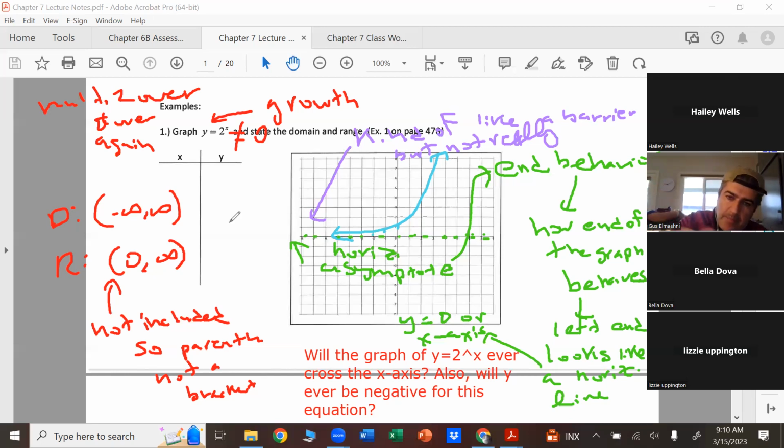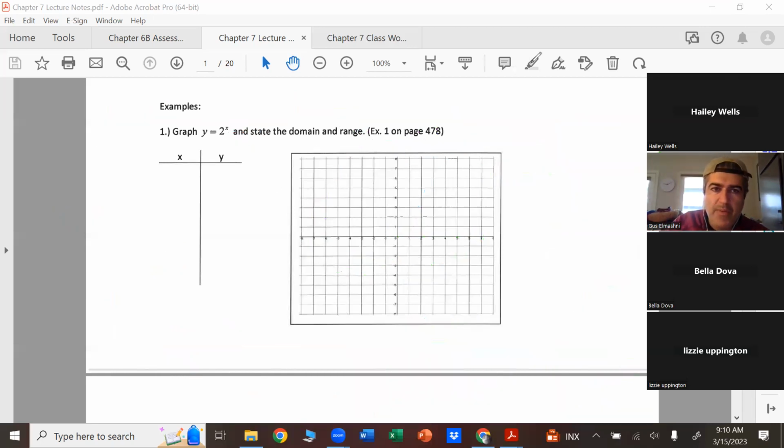So that's why the graph grazes the x-axis. It gets really close to it. Like, if you plug in negative 1,000 for x, then you have 2 raised to negative 1,000. It's like 0.000000001, by the way. Very, very tiny.